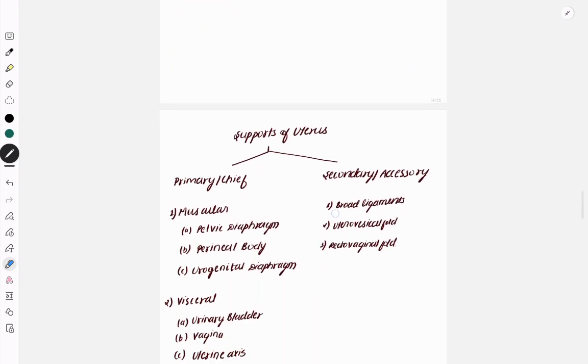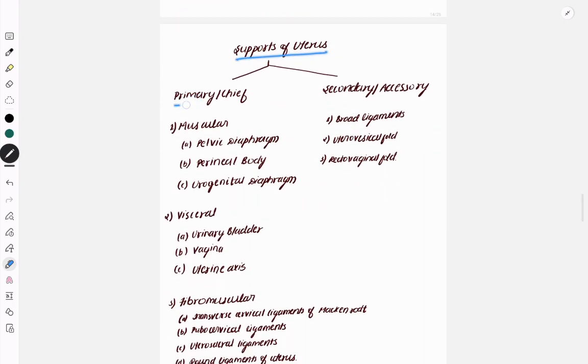Supports of uterus can be divided into primary or chief supports, which can be muscular, visceral or fibromuscular supports. These primary or chief supports are the major factors which keep the uterus in its normal position. But we also have secondary or accessory supports. These are just the peritoneal folds, and this can include the peritoneal ligaments, uterovesical fold, rectovaginal fold, and we also have the rectouterine folds.